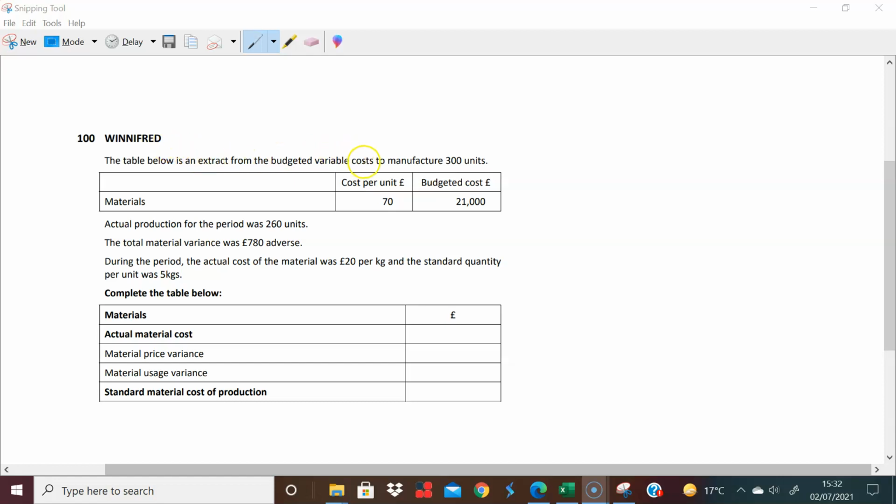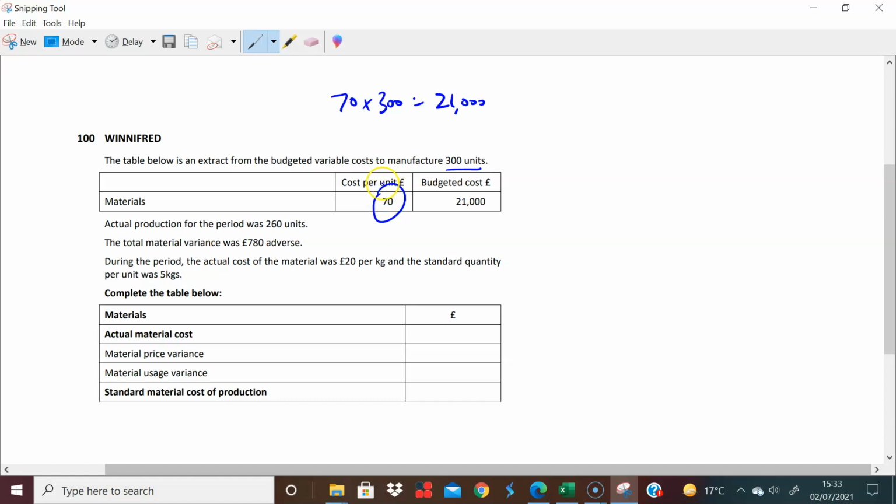Here's an extract of the budgeted variable cost to manufacture. So this is some original budget to manufacture 300 units. We have here that we expect the cost to be £70 a unit, which is why I suppose 70 times 300 takes us to 21,000, right? And that's what we have as a starting point. So we have a sort of standard cost per unit.